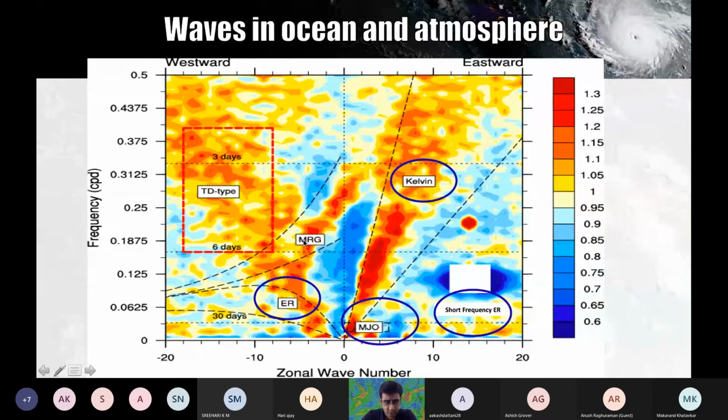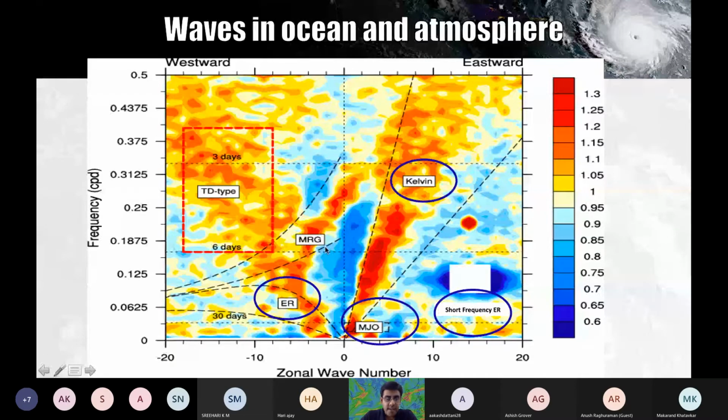It moves from east to west, and it also transfers energy in the opposite direction, because it is also a dispersive wave. So let me tell one thing here. Apart from Kelvin wave, all the other waves are dispersive. Kelvin wave is the only non-dispersive wave that you can have.